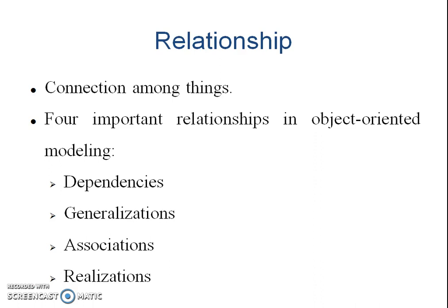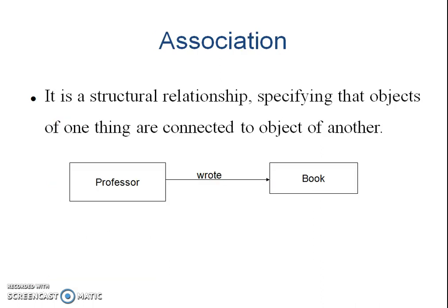In UML, basically there are four major relationships in object-oriented modeling. First is dependency, next is generalization, next is the association, and last one is the realization. We'll talk about the realization relationship on the design time. So the first three relationships are known as the analysis time relationships, and the last is the realization. It is the design time relationship.